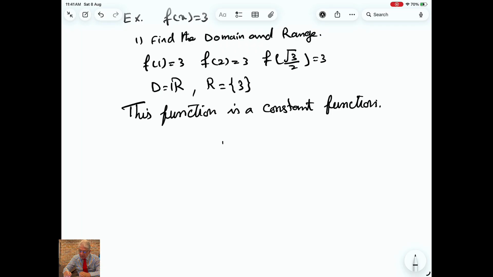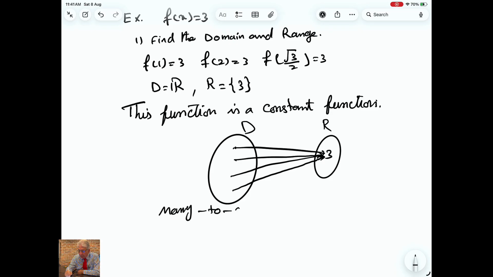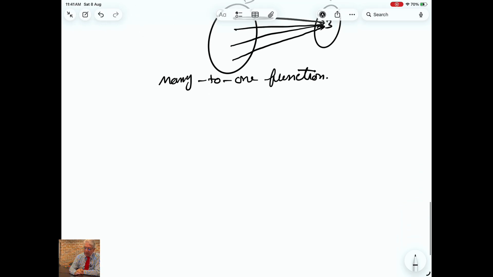If you draw something like that, this is your domain, and your range is only one element in this set. This is the range, this is 3. Whatever elements are here, every element goes to this. So this is called a constant function. Therefore, this is a many-to-one function.